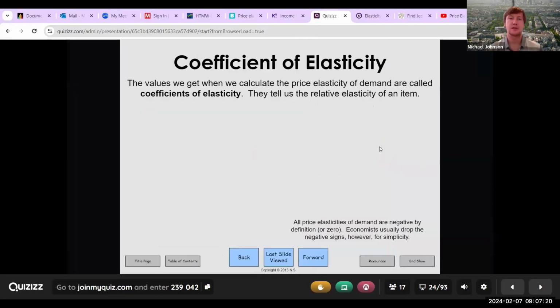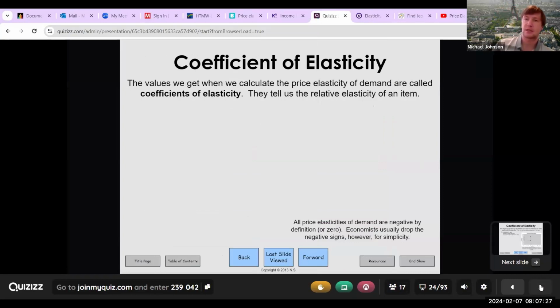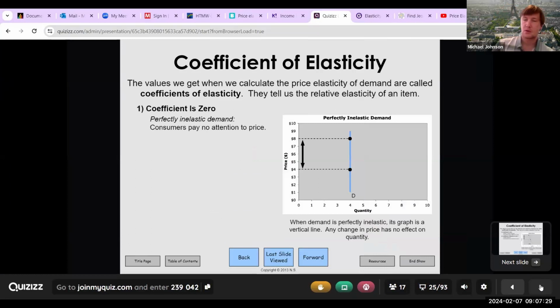So coefficient of elasticity, the values we get when we calculate the price elasticity of demand are called coefficients of elasticity. They tell us the relative elasticity of an item. So coefficient is 0, perfectly inelastic demand. Consumers pay no attention to price. So they'll buy the same amount at any price.